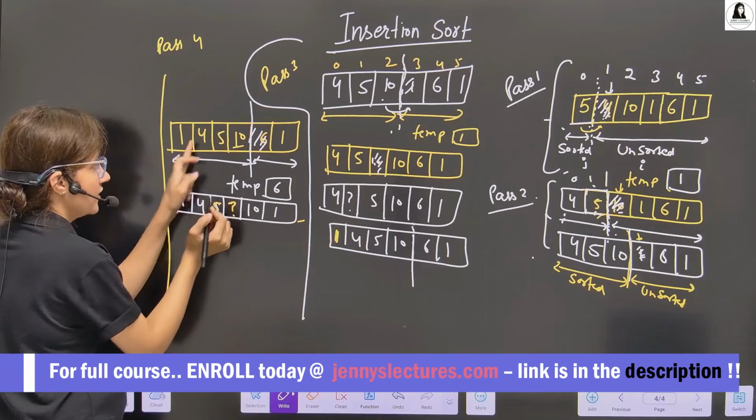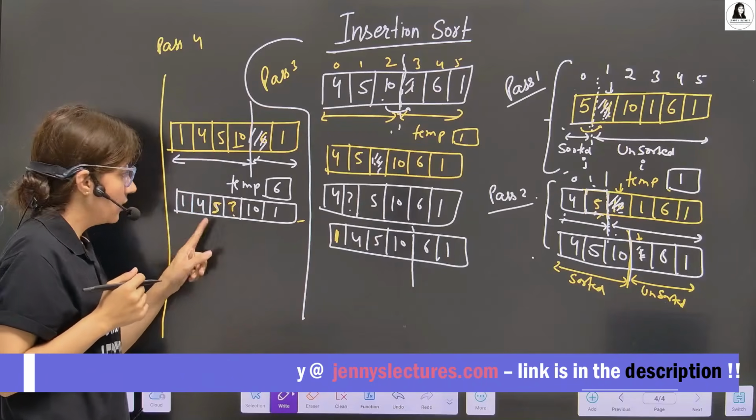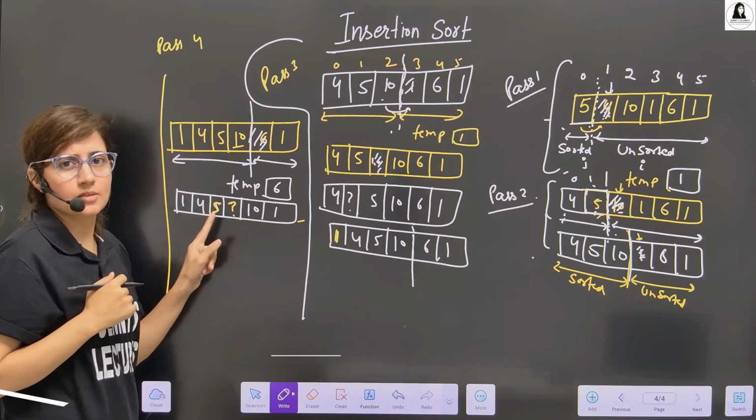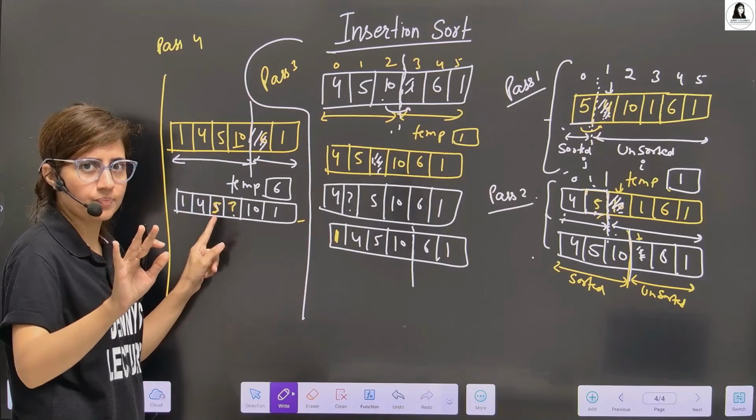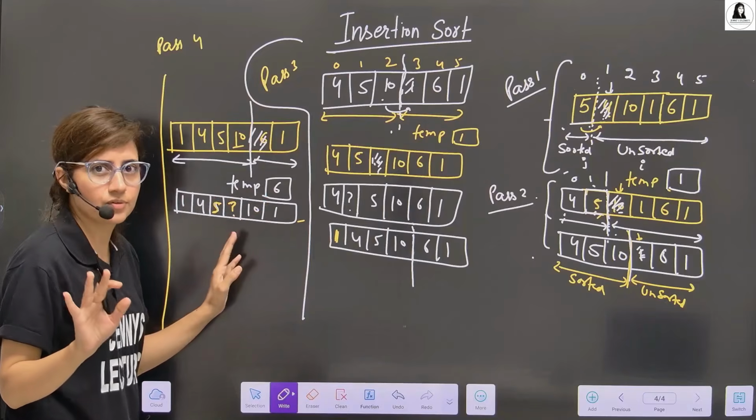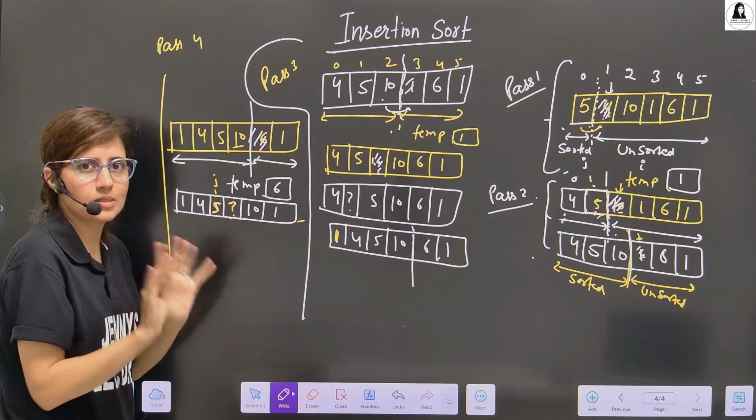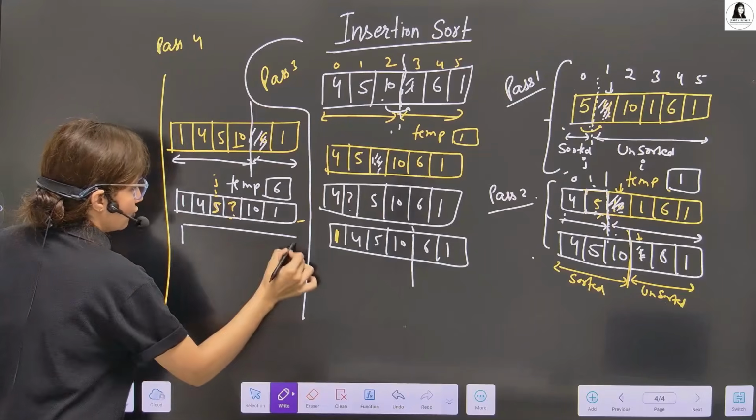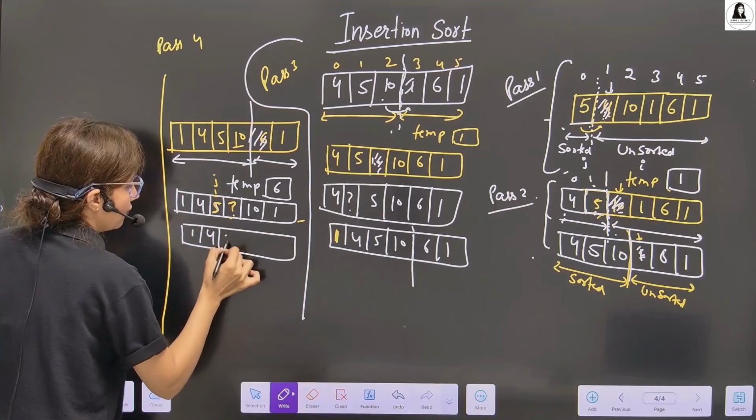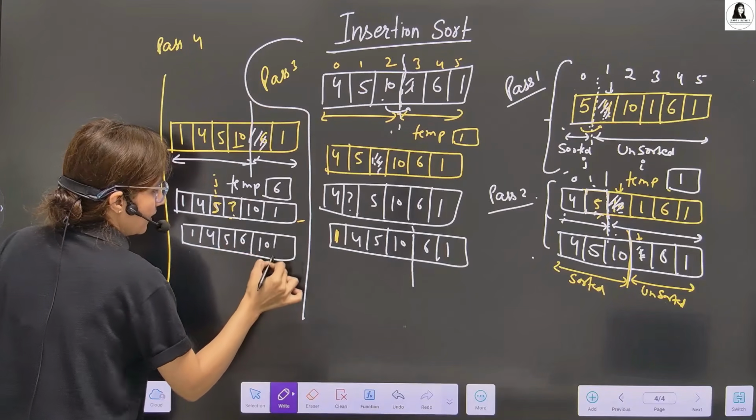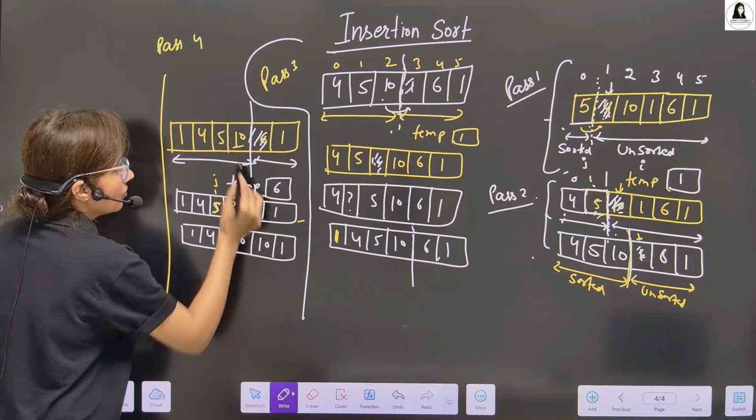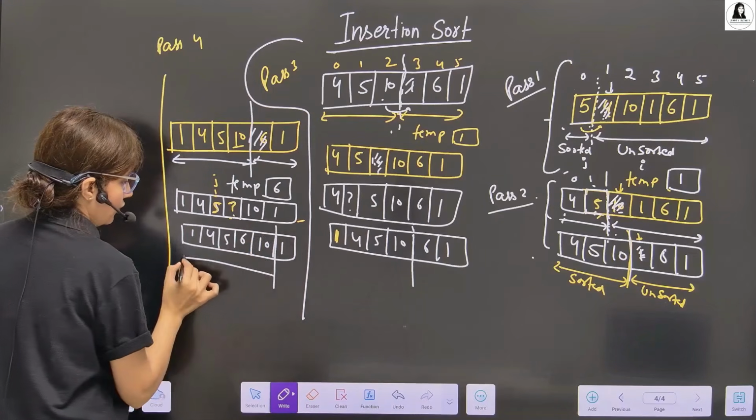Now compare 6 with the next element, that is 5. J minus minus. 5 is less than 6, so no shifting is required. Definitely this element would be after 5. Right now j is here, so at j plus 1, insert the 6. Now I'll insert 6 here. So now the array becomes 1, 4, 5, 6, 10 and 1. Now this is my sorted portion.